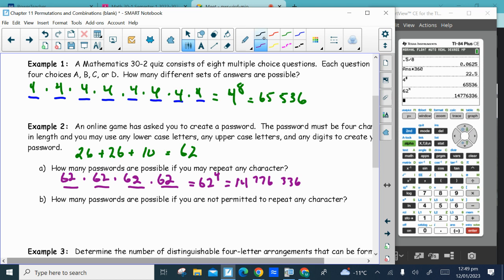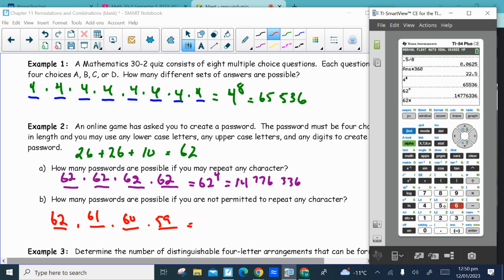Then part B wants to know how many passwords are possible if you are not permitted to repeat any character. So you still have 4 characters to choose from, and you'll have 62 choices for the first one, but you can not have any repetition. So after you've chosen one for the first, it can't be used for the second one. So now there's only 61 choices for the second character, and then 60, and then 59. So for this, we'd have to multiply out the 4 numbers.